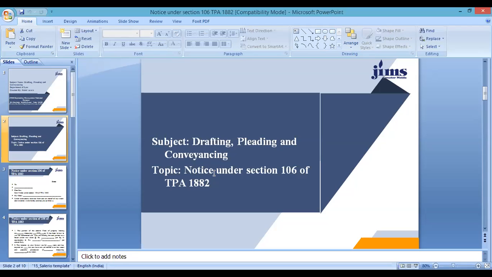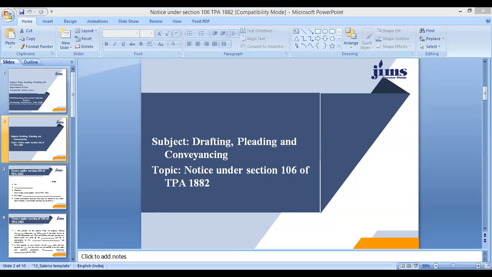As such, to start with today's topic, I just want to recapitulate the law relating to Section 106 of the TPA, which provides for termination of tenancy. So my dear students, let's start with the same.